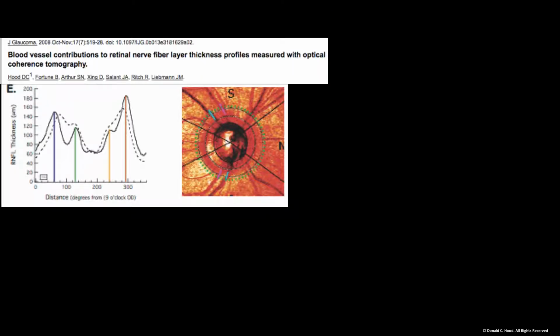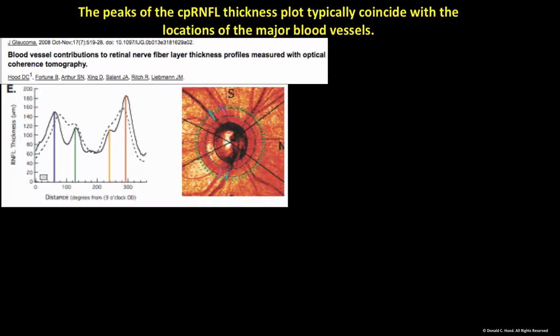So a number of years ago, almost 10 years ago, Brad Fortune and I and colleagues did a study where we asked about the influence of blood vessels on retinal nerve fiber layer thickness. In particular, the peaks of the circumpapillary retinal nerve fiber layer thickness plot, that is this plot right here, typically coincide with the locations of the major blood vessels on the temporal half of the disc. So let me dissect that slowly.